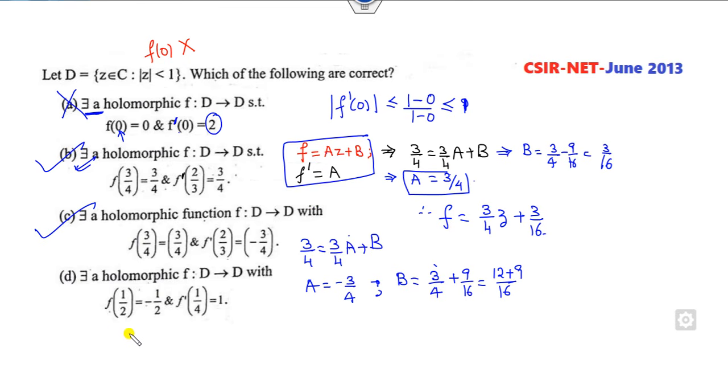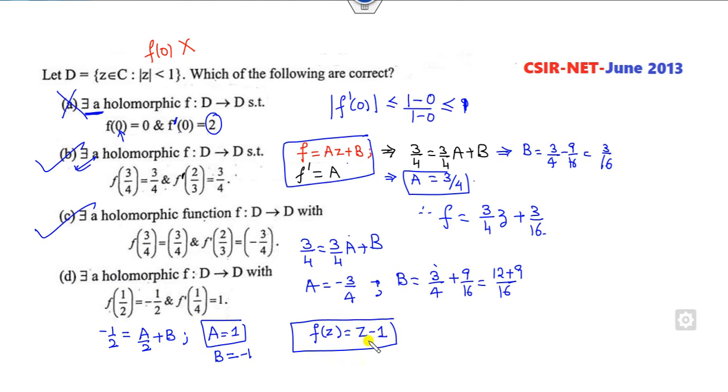Now look at this another one. Again, I can apply this. So f of half is a by 2 plus b, and from this case I can say a is 1. Once a is 1, b will be minus 1. So the function will be z minus 1. But there is existence of the function, but clearly see what the domain is. Can you say what f of 0 is? It is minus 1. The f is a function from domain D to D, but minus 1 does not belong to it because it's an open interval. So this option is cancelled.